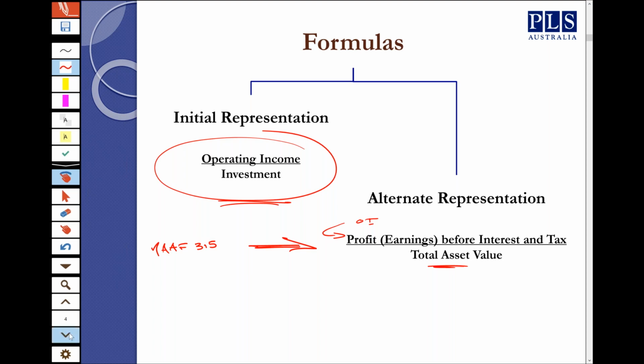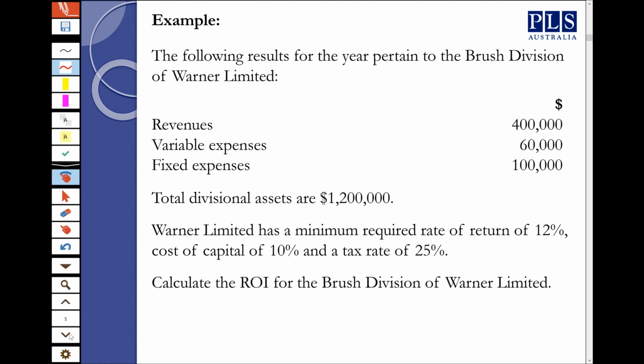Certainly from an application perspective, if I was to give you something like the brush division of Warren Limited, revenues of 400,000, variable expenses of 60, fixed expenses of 100, total division assets are 1.2 million. Warren has a minimum required rate of return of 12%, cost of capital of 10, and the tax rate 25. You've got to calculate the return on investment. Now, I have added additional details here, but that will be the case in the exam environment. They're likely to hit you with details that aren't needed.